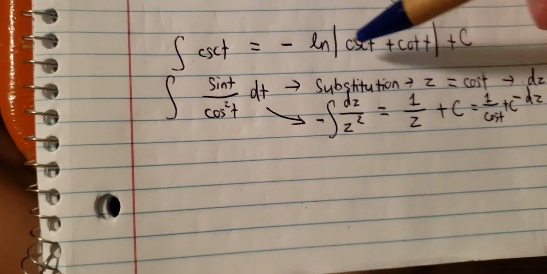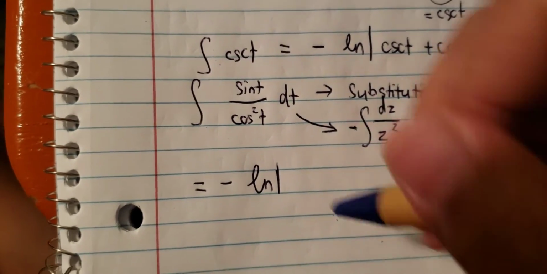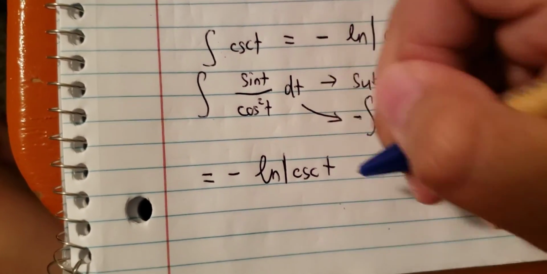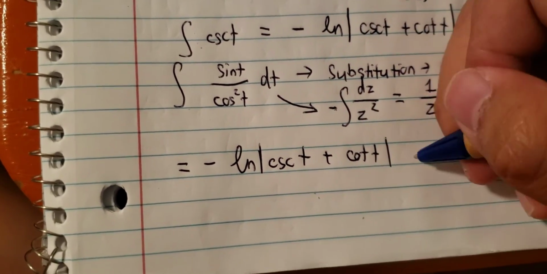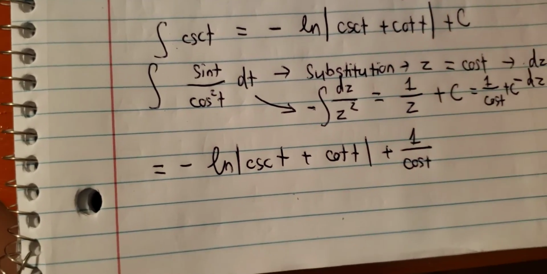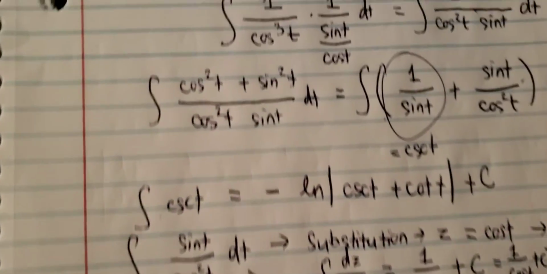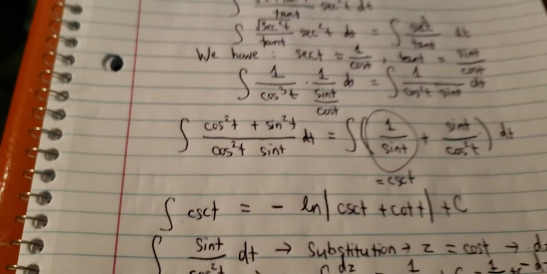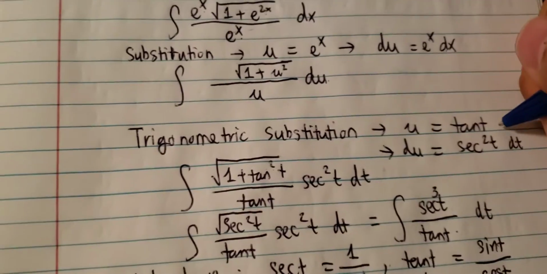Now we combine two results together, and we get negative ln of the absolute value of cosecant of t plus cosine t plus 1 over cosine t plus c. Now let's go back to t. That's it about this one.